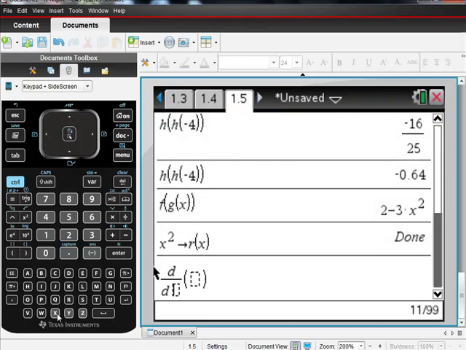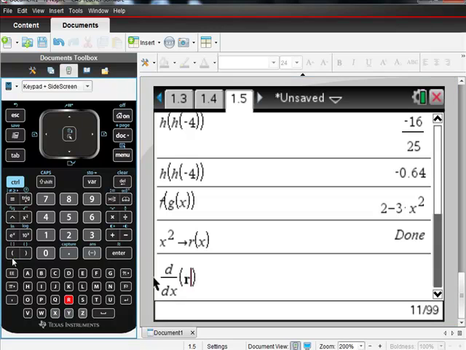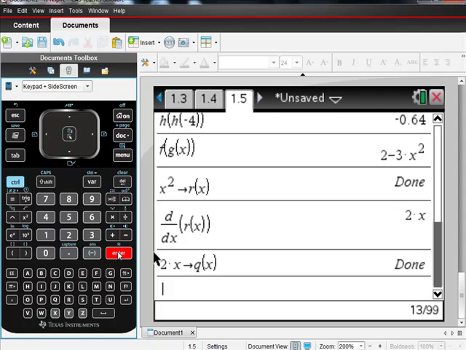This was r of x, so the derivative with respect to x of r of x. And there's that function. So you're like, okay, that worked out pretty good. What if I want to save that? Let's say you want to save this derivative function. You can just go back up with your up cursor. See how it highlighted that? Hit enter. It makes it again. Control store, and I'm making notes to myself on my page as I take this exam, and I'm going to call the derivative q of x. So q of x.